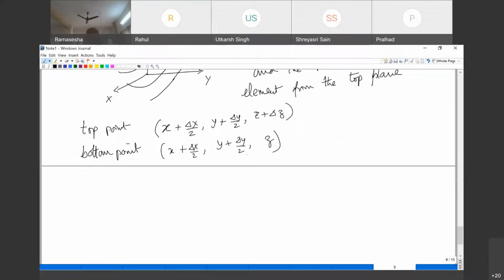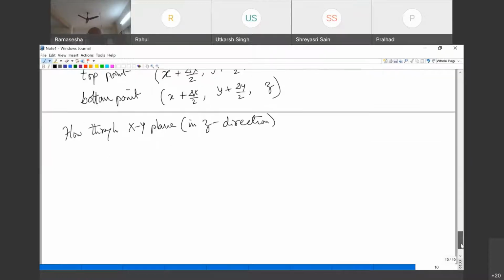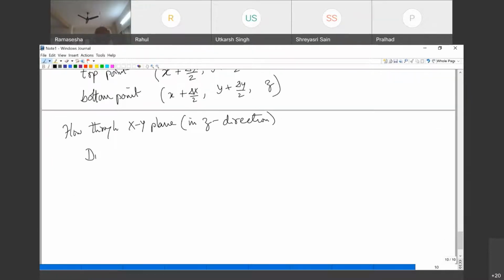So now I am trying to find out what is the flow. So flow through the xy plane, or in the z direction, because this is giving me the flow in the z direction, right? So divergence of f in the z direction is what I'm going to calculate, because it is actually the z component of the divergence.